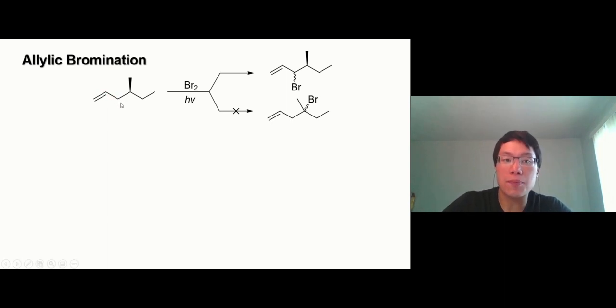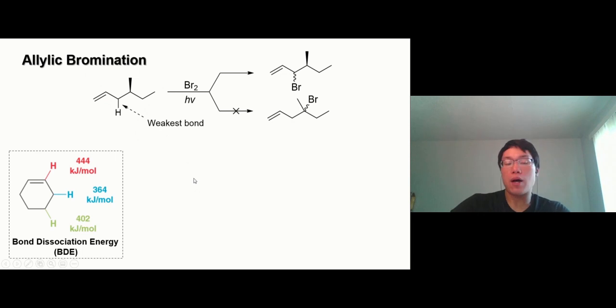It's also actually because the CH bond right here is the weakest bond among the other CH bonds in this molecule. If you look at the structure of a regular alkene, the weakest CH bond is at the allylic position. This only takes 365 kilojoules per mole to break this allylic CH bond, not like vinylic, which is 444. The radical right here is not stable.